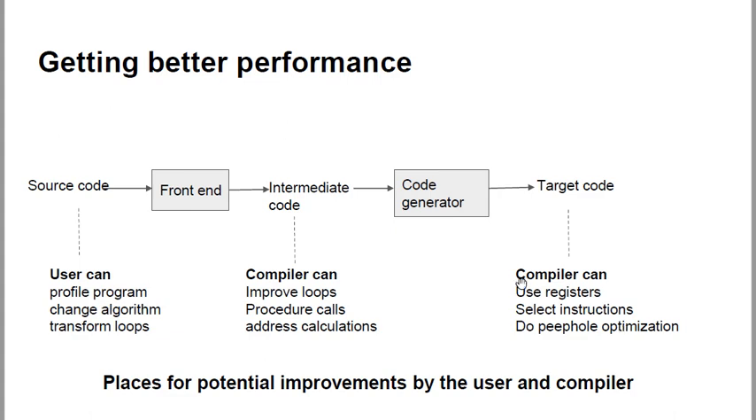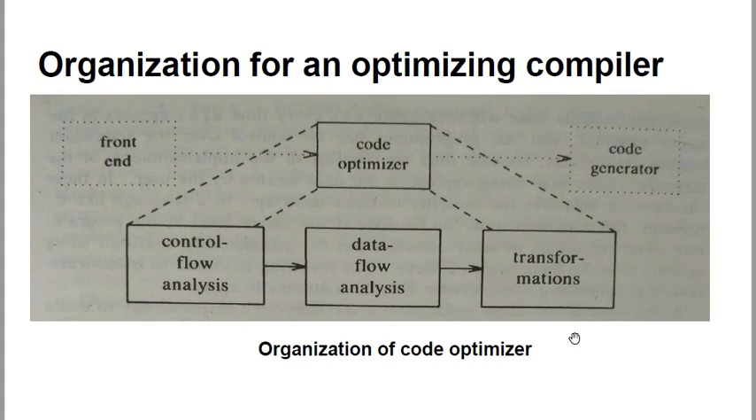So this kind of transformation, this kind of improvement, can be made by the compiler in order to get better performance than the previous code the compiler would produce. So the organization of an optimizing compiler: the code optimizer exists in between the front end and the code generator. So this is the location of our code optimizer.